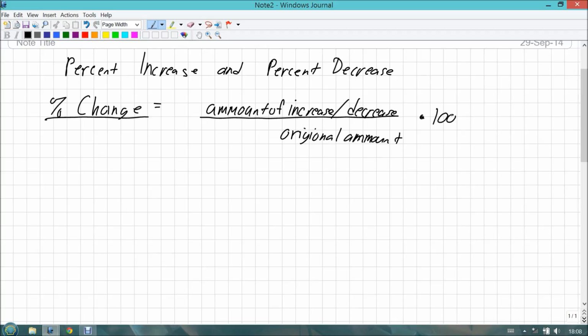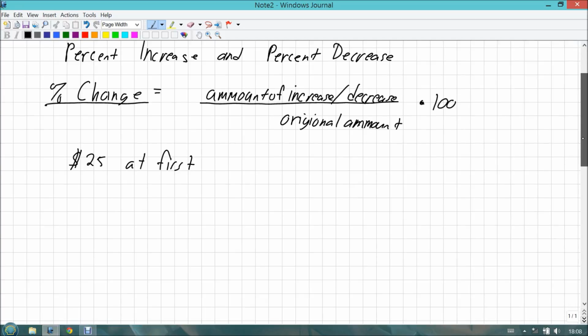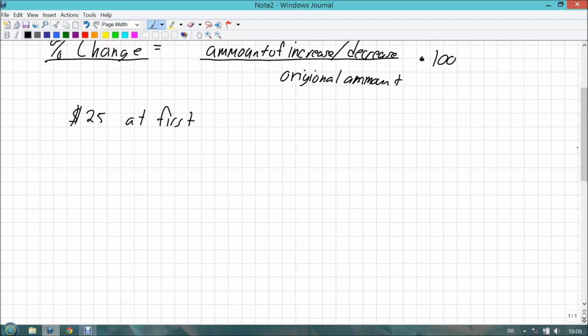Let's say originally going to McDonald's cost $25. However, you get married, you have a bunch of kids, they order a lot of stuff, your wife orders lots of stuff, or your husband, and the next thing you know, you're like, oh my goodness, now it costs $49 to go to McDonald's. Ouch. What is the percent increase?